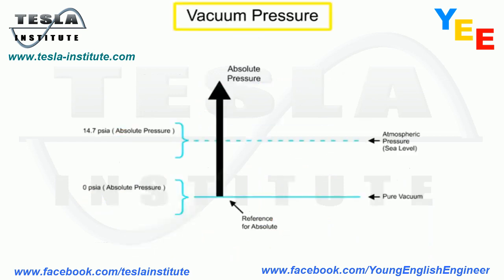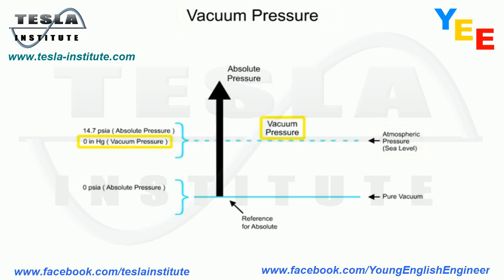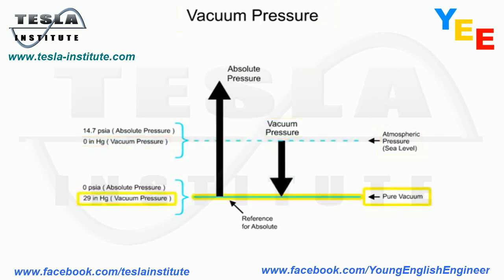For vacuum pressure, the scale begins at atmospheric pressure at sea level as the reference and ends at complete absence of pressure or pure vacuum.